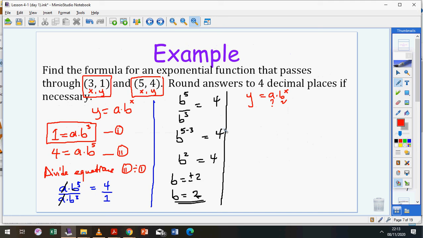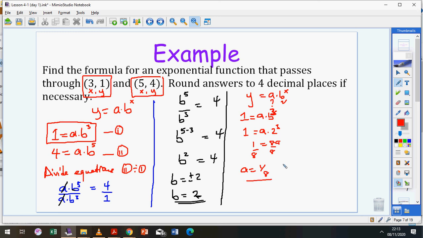So in that equation, 1 is equal to a times b to the power x to the power of 3. I know what b is, 2, so I can just plug in 2. 1 is equal to a times 2 to the power 3. 2 to the power 3 is 8, so this is 8a equals 1. And if I divide by 8 and divide by 8, I can see that a is 1 out of 8.